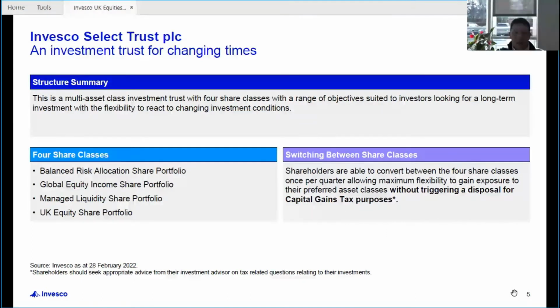So I said I wanted to explain the structure of Select Trust because it is slightly unusual, but as I said earlier, we think it's very attractive. Select Trust has a total asset under management of about £200 million, which is split across 4 different share classes, each with a different objective. There's the ability to switch between share classes without triggering a disposal for CGT. And we think that that's a key differentiator. Kieran and I run just the UK equity share portfolio, which is about 150 million of that net asset value. And that's what I'm going to be talking about today.